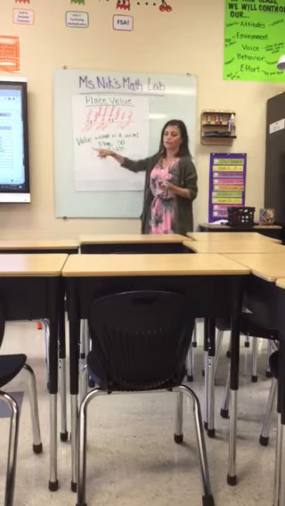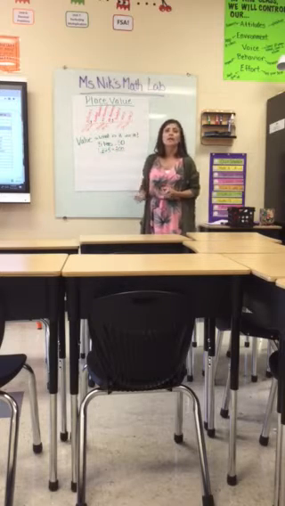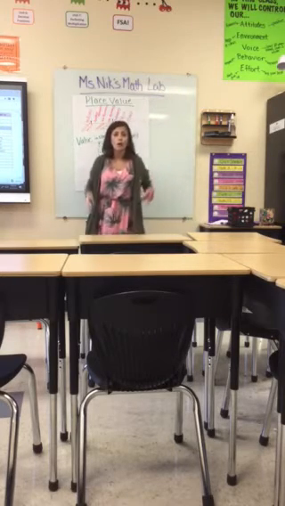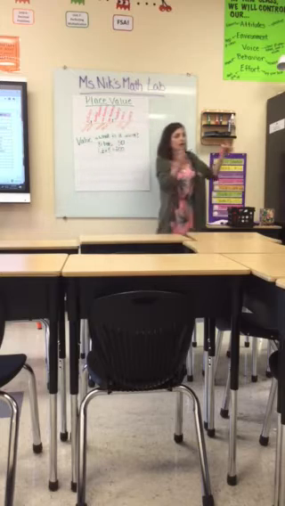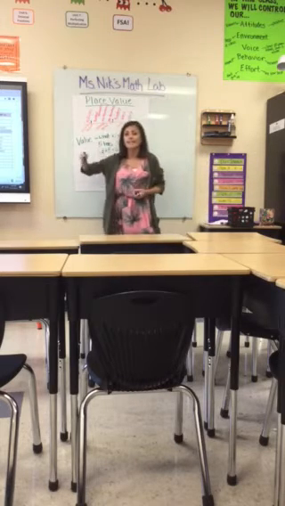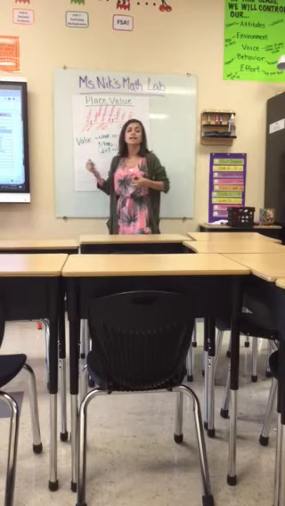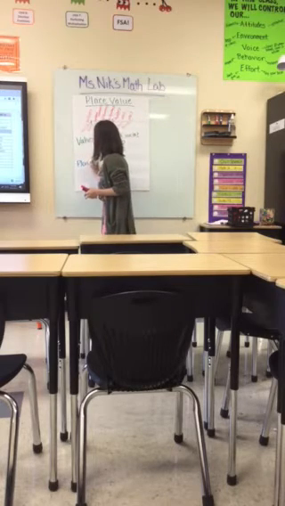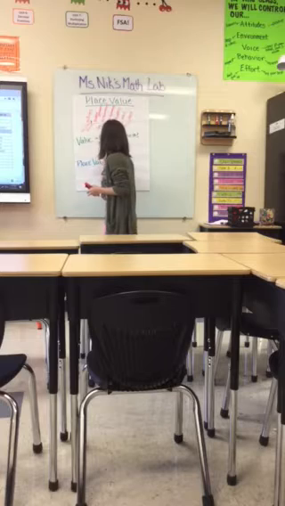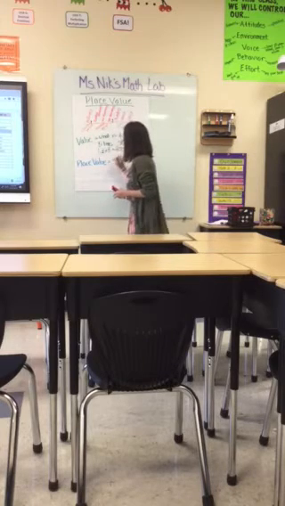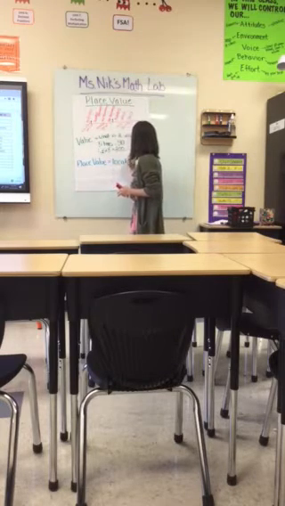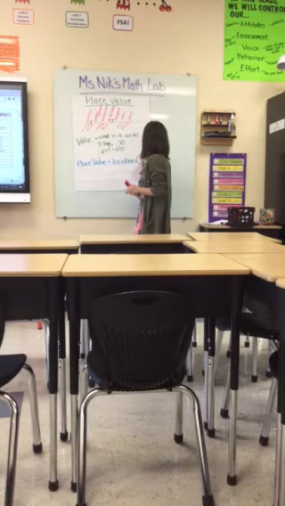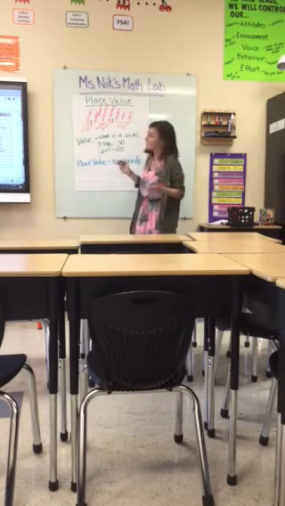Value is how much it's worth. Place value is where it's located. Is it in the ones, the tens, the hundreds? Where in the order of numbers does it land? So place value equals our location of the number. Place, it's right there in the name.